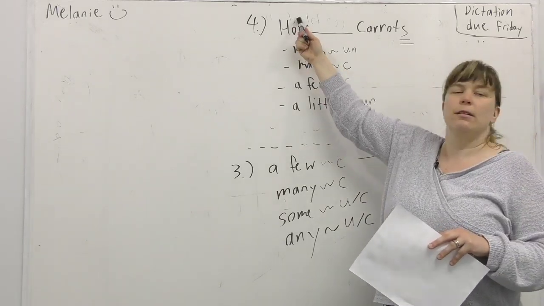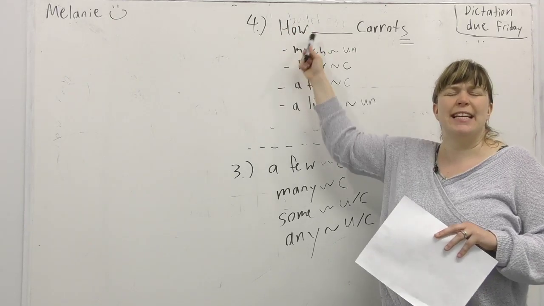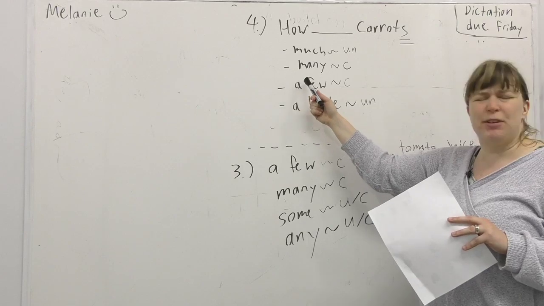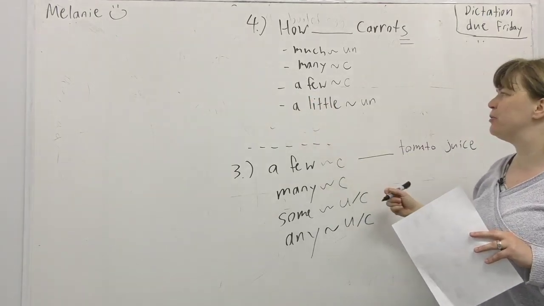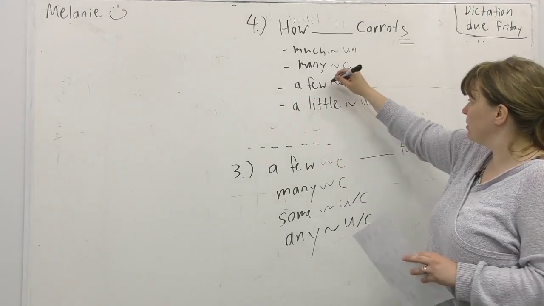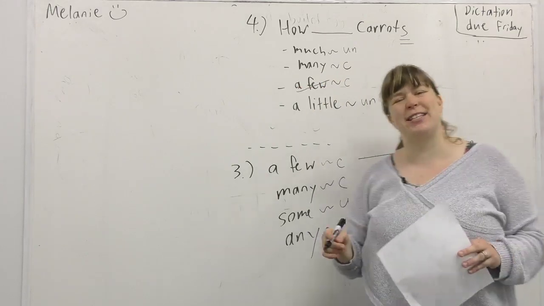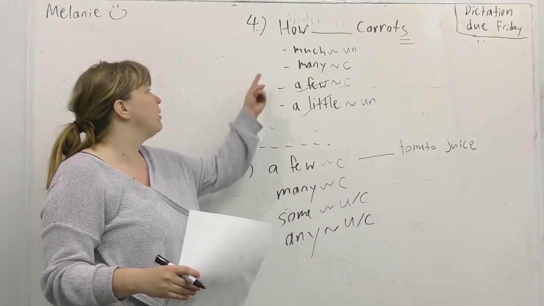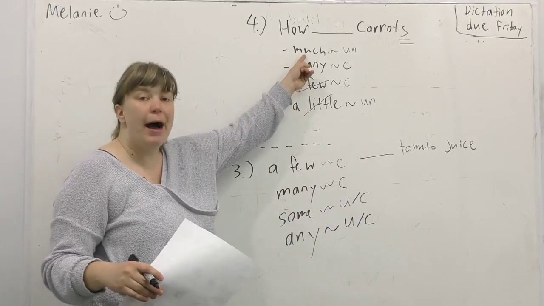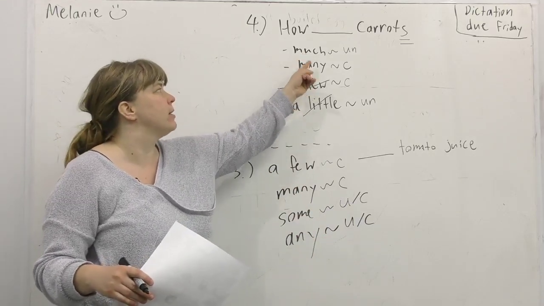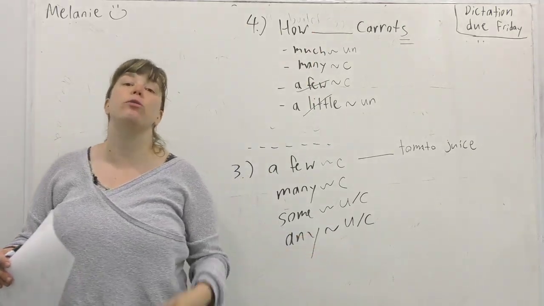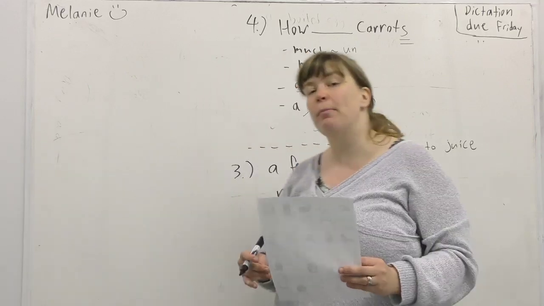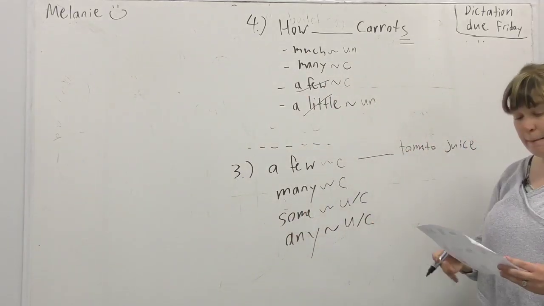Now, look at this. When you say how, usually, is a few gonna come after? How a few? No way. How a little carrots? No, we never say that. So when you have how, usually we have how much or how many. So please type in which one you think is correct. Go ahead. Okay, and someone has given us an answer.